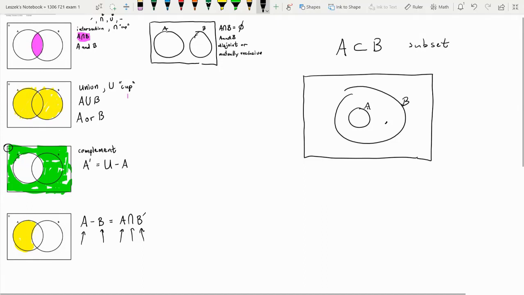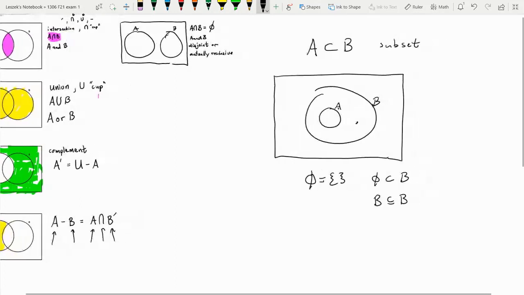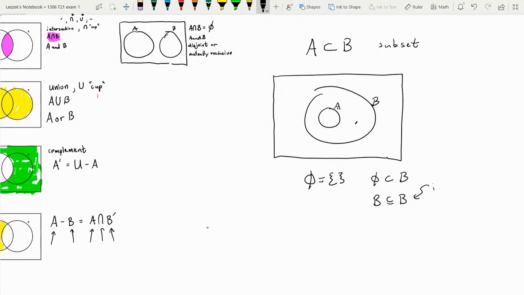And I guess I can mention it here. The empty set, which can be written this way or that way, is always a subset of anything. It's also trivially possible to say that B is a subset of itself. Any set can be considered a subset of itself. This is considered an improper subset because it's cheesy. Any set is technically a subset of itself, but it's not a very interesting subset, so it's called an improper subset.